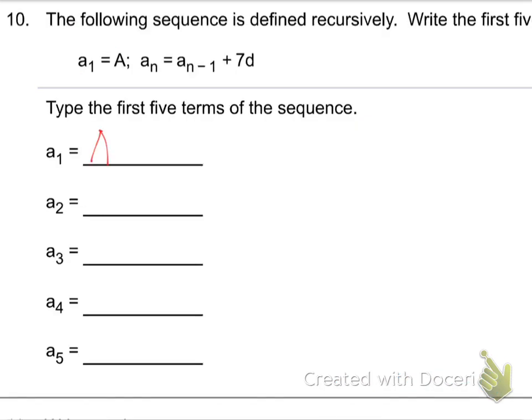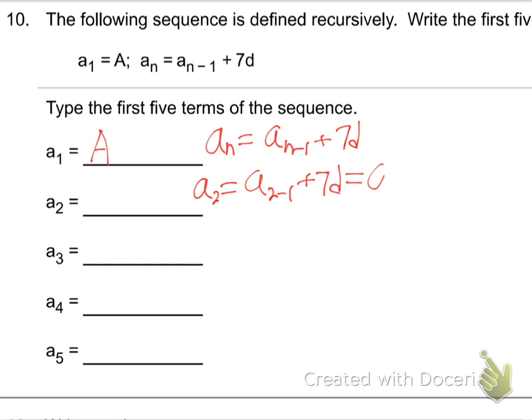Okay, so I'll do the first one. Did you guys get those other ones there? So A sub 2. Just plug in 2. So the formula is A sub n is A sub n minus 1 plus 7d. So I'll just plug in 2 for n everywhere. So far so good. I just plugged in 2 for n. And so then that ends up becoming A sub 1 plus 7d.